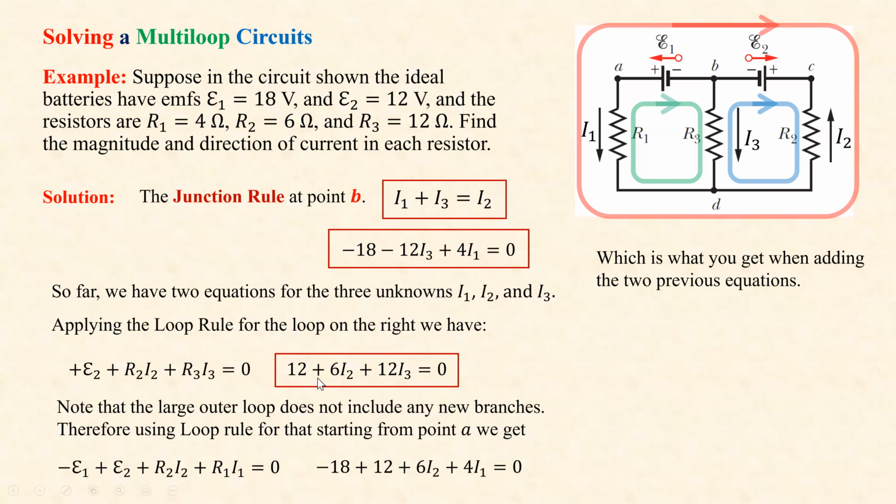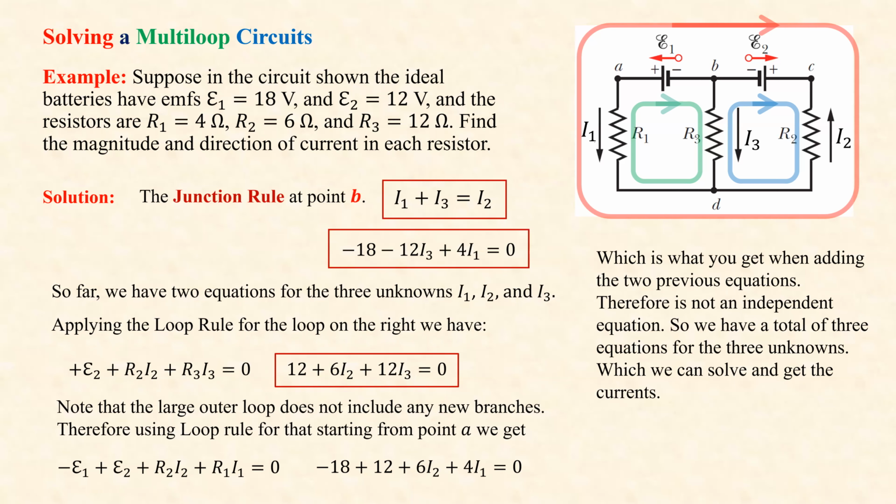You see, if you add this with this, what you get negative 18 plus 12. This 12I3 and negative 12I3 cancel. You get 4I1 and 6I2, right? So if you write loop rule for this outer loop, it is like adding or subtracting the 2 that you already have. So it is not an independent equation. All right. So we have a total of 3 equations for 3 unknowns, which we can solve and get the currents. Any questions so far?